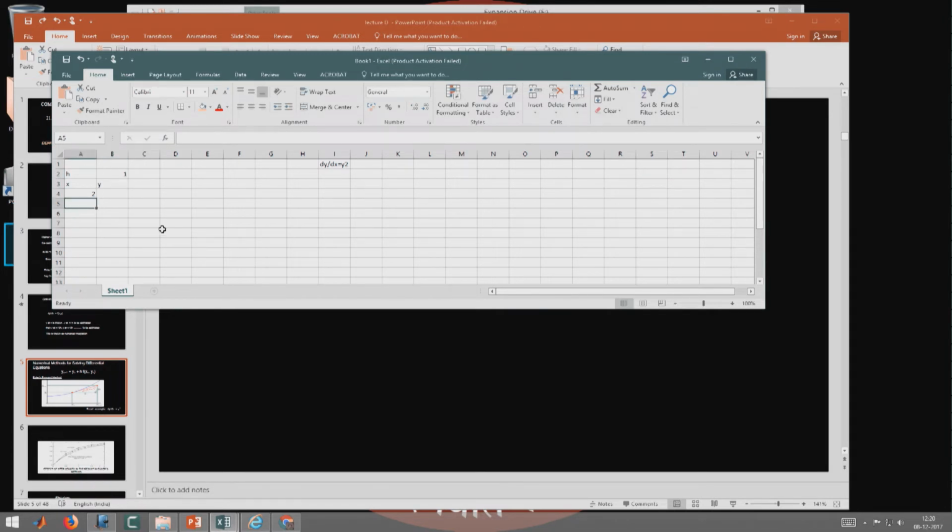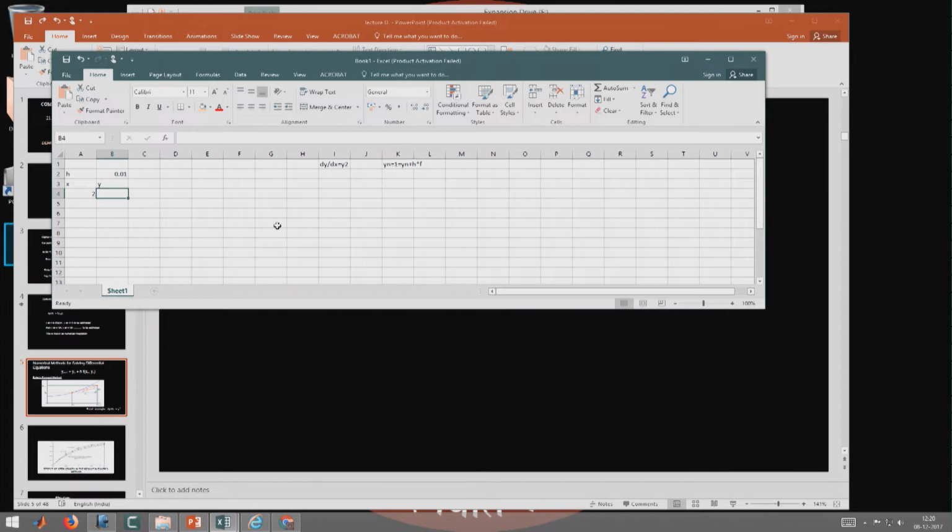So this can be, so you want to calculate. Like I mentioned, yn plus 1 is equal to yn plus h multiplied by the function. Okay, so how do you do that?